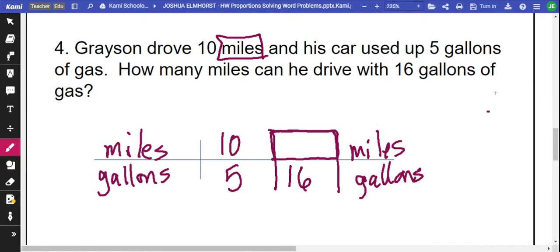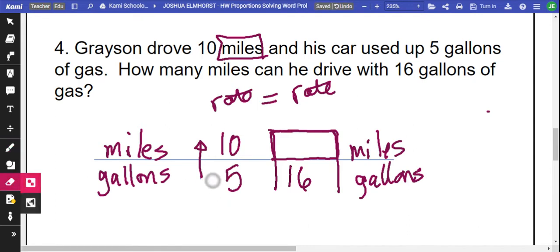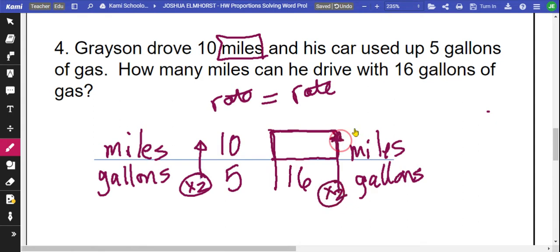Okay, and so for number 4, looking at Grayson, we set up the rate here, and we want to find the equal rate through multiplication. So if we check between here, 5 times 2 is 10. So if we use the same one over here, times 2, that will give us our answer up above. So 16 times 2.